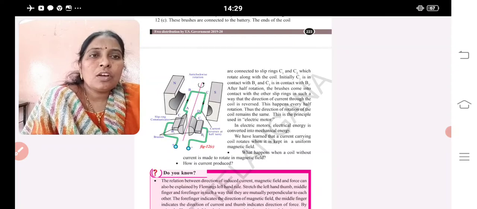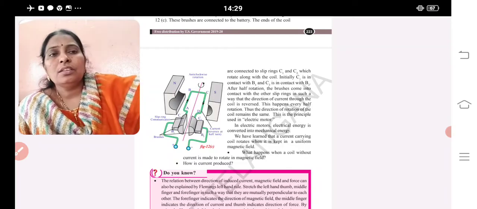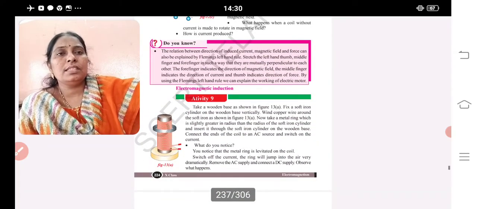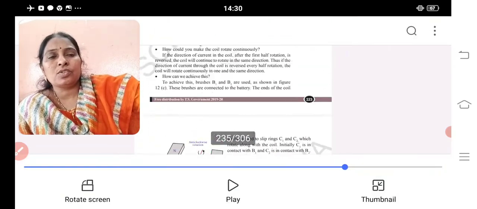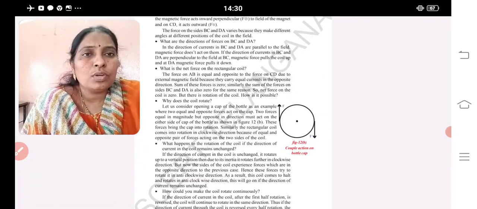What happens when a coil without current is made to rotate in a magnetic field? That is electromagnetic induction. Now let me talk once again about the electric motor.